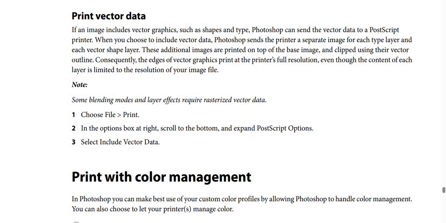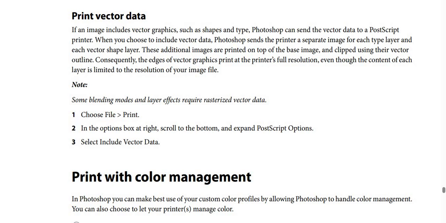What about print vector data? Print vector data. By the way, if an image includes vector graphics such as shapes and type, Photoshop, by the way, can send the vector data to the PostScript printer. And when you choose to include vector data, Photoshop sends the printer a separate image, by the way, for each type layer and each vector shape layer.